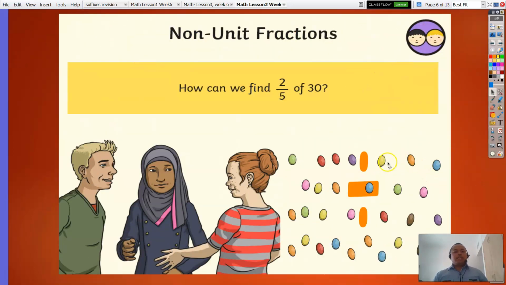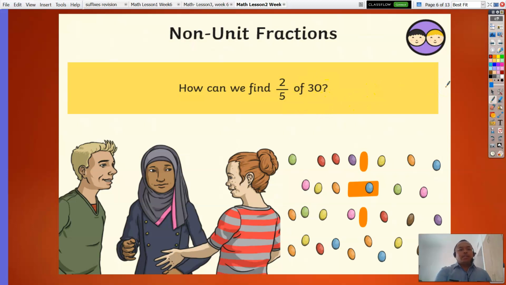Now, how are we going to get the quantity of the non-unit fraction from a number? For instance, how can we find 2/5 of 30? On these fraction problems, we can apply the same steps as we had for the unit fraction. Again, we have to look at the denominator and the whole number.